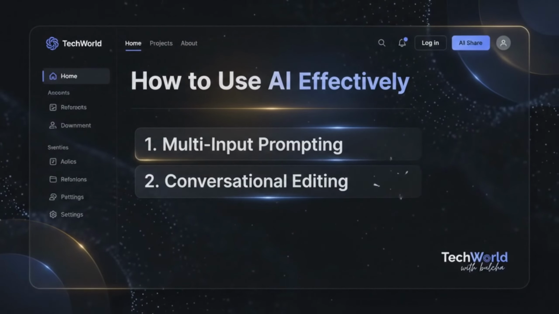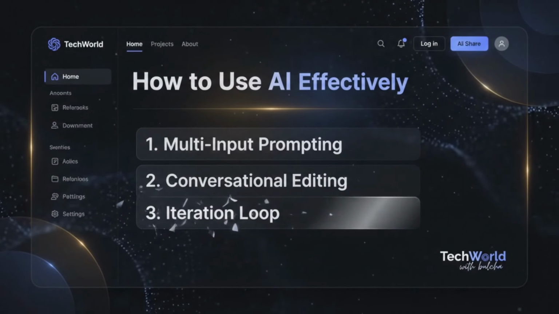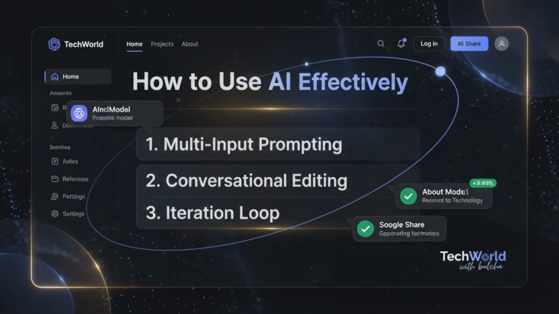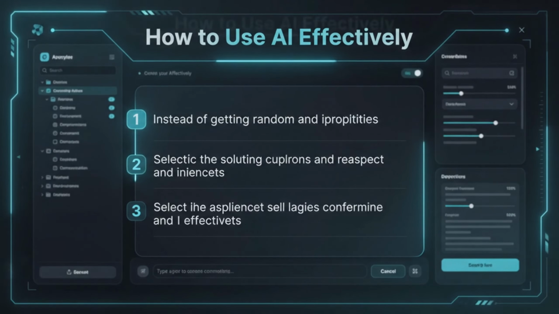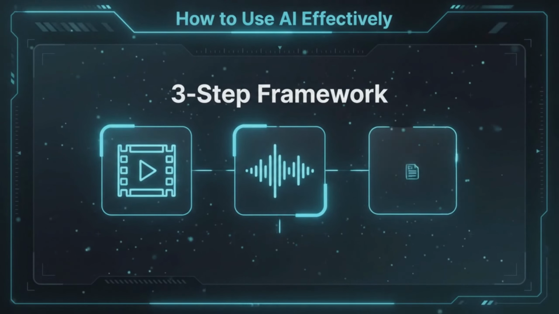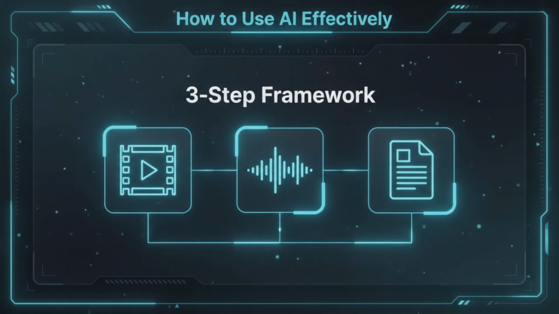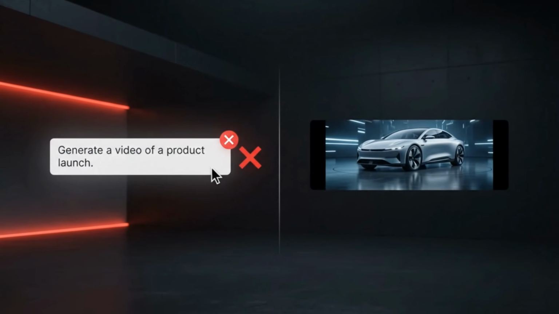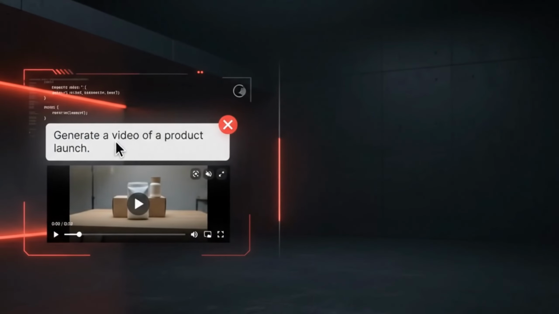In this video, we're going to learn how to use AI effectively using Google's multimodal model, Gemini Omni. Instead of getting random or unpredictable outputs, you'll learn a simple three-step framework to control AI video, audio, and text generation with precision. Most people get bad results from AI tools because they're relying strictly on single text prompts.